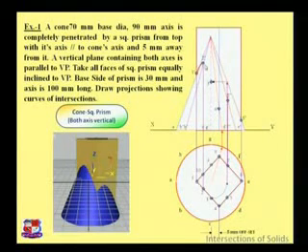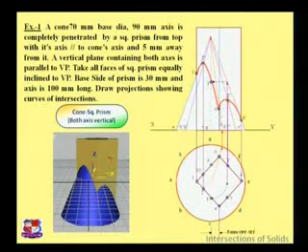Now join these points with a smooth curve, because this is a cone. So this is the curve of intersection. First, this is the second curve of intersection and another curve of intersection. So this is the final answer. The curve of intersection, this curve, we have drawn over here. I think it's clear to you.